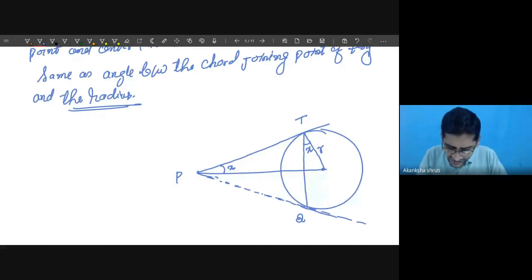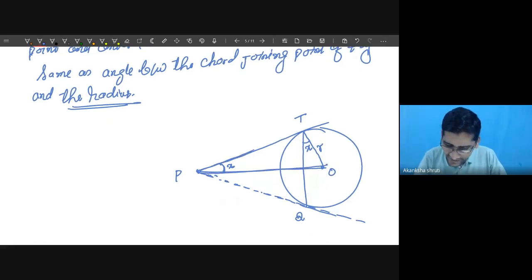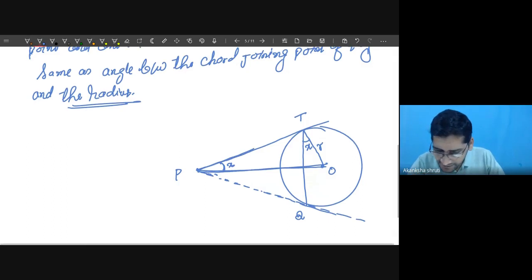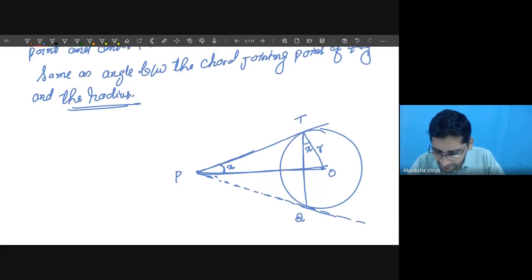So students, you have to keep in mind that the angle between the line joining the center to the external point is the same as the angle between the chord joining the points of tangents, meaning the two tangents, and the radius.